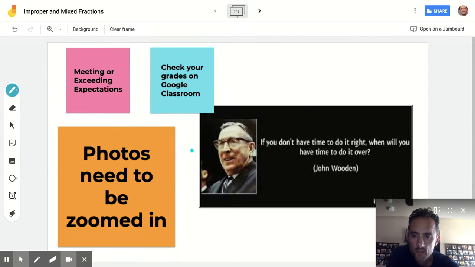So make sure you're meeting your expectations. You don't want to be what, like John Wooden said, great coach: If you can't do it right the first time, when are you going to do it over? You don't have time for that, I'm guessing. So do it right the first time, then we won't have a problem, and you'll do well. Your parents will be happy with you.